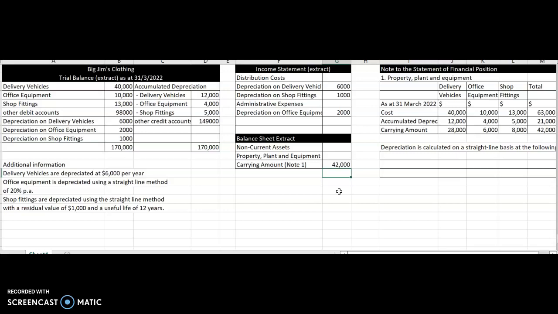This is the only writing required in this. And the easy part of that is we just copy straight out of the additional information. And that's another V mark. We write, again, straight out of the additional information. And obviously we need to write 20%. PA means per annum, means per year. Make sure you copy all of it. And the last part is the shop fittings, and we'll put that in as well.